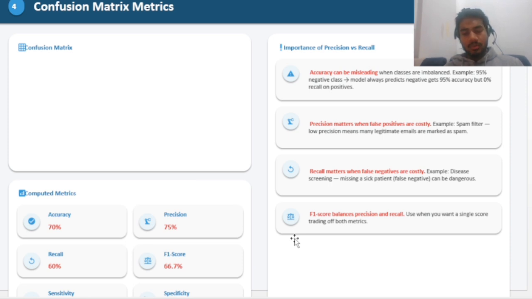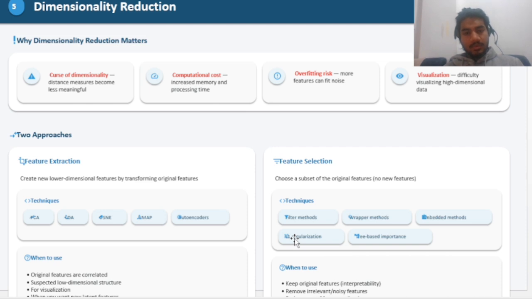Now let's look at question number 5, in which we will learn about dimensionality reduction and feature selection and extraction. So why do we reduce dimensions? First, to avoid overfitting. It is one of the main reasons to reduce dimensions. Second is to reduce computation time. Third is to remove noise. Fourth is to deal with the curse of dimensionality. And fifth is to make data easier to visualize.